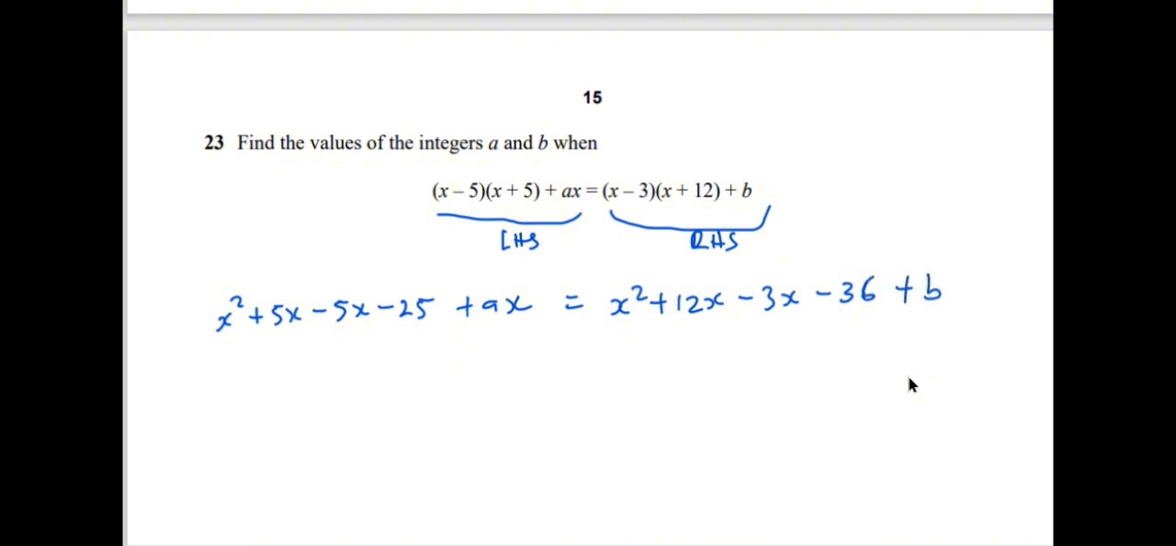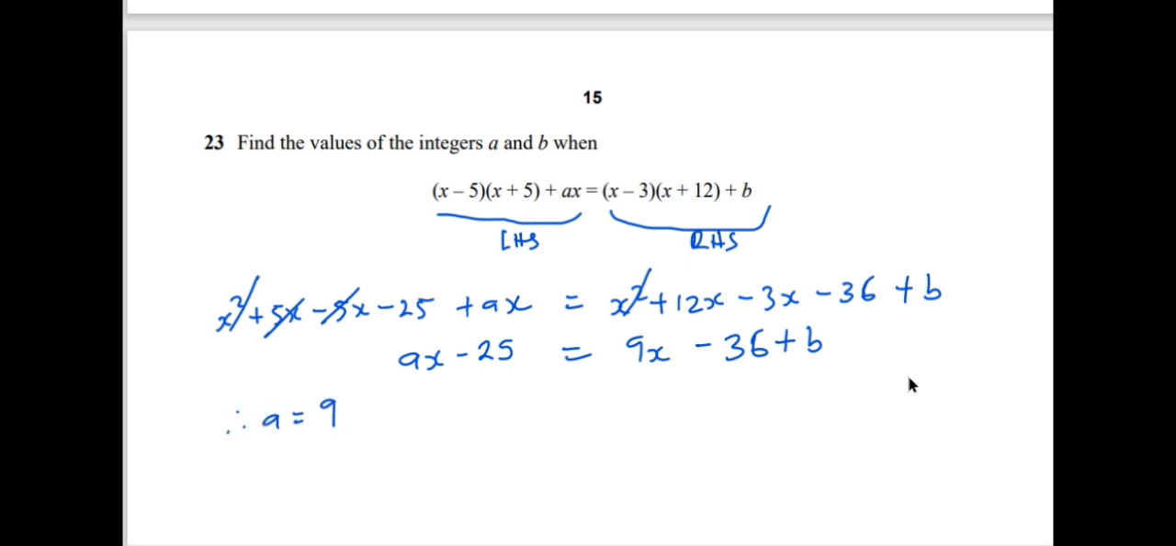So s squared will definitely cancel out with s squared. 5s minus 5s will go. So I have ax minus 25 equal to, these two here will give me 9x. Then minus 36 plus b. Now, if you compare, the coefficient of x on the left is a, the coefficient of x here is 9. Therefore, a equals 9.